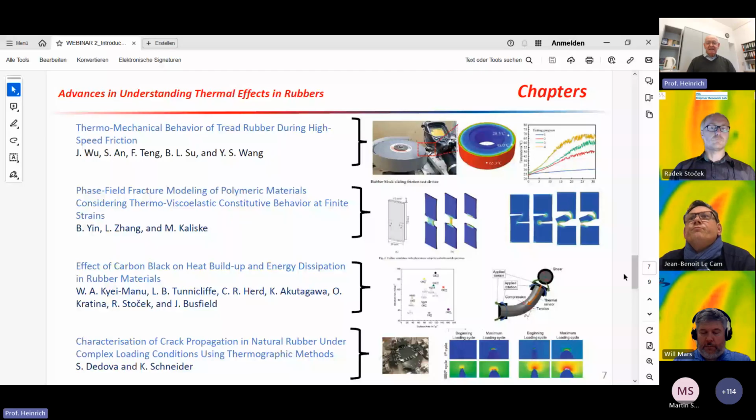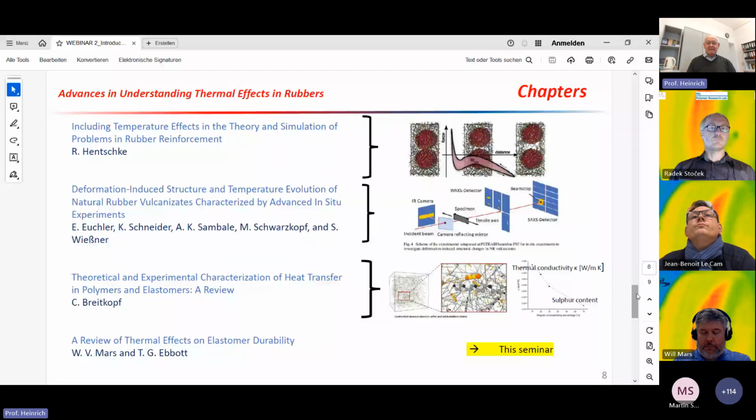So last but not least, we have some contributions, some chapters that are also dealing with the, let me say, polymer physical characterization and modeling of these problems of temperature effects. This is a chapter from Professor Heinrich. He is applying here, let me say, more or less pure physical models to understand what happens on a local scale inside a material when it is subjected to an external load, especially an external cyclic load.